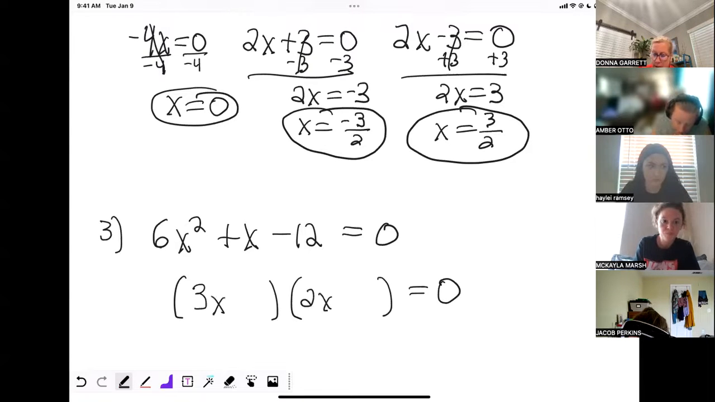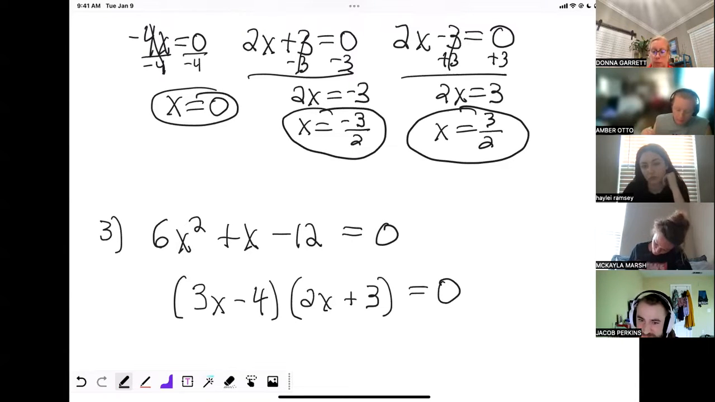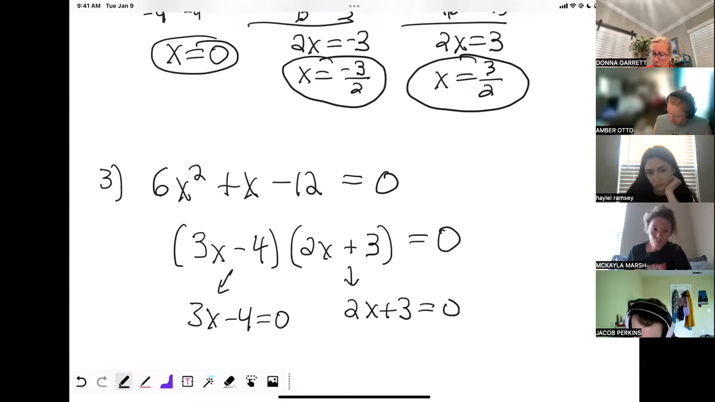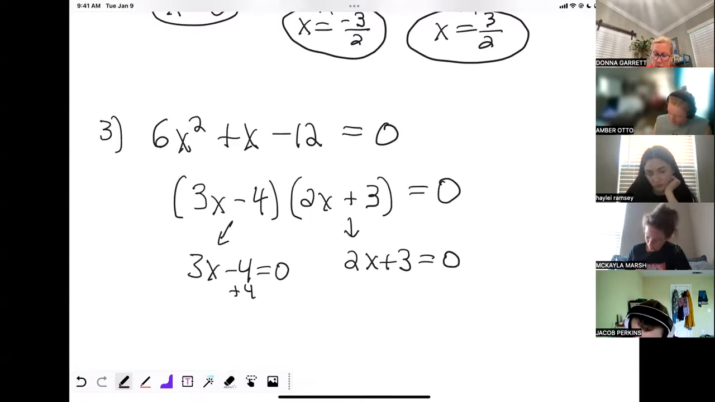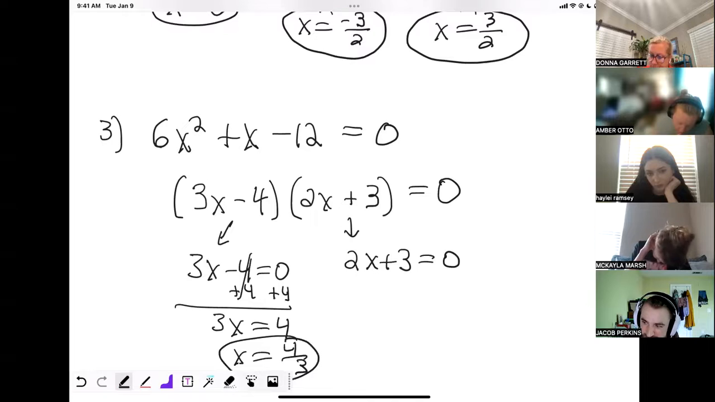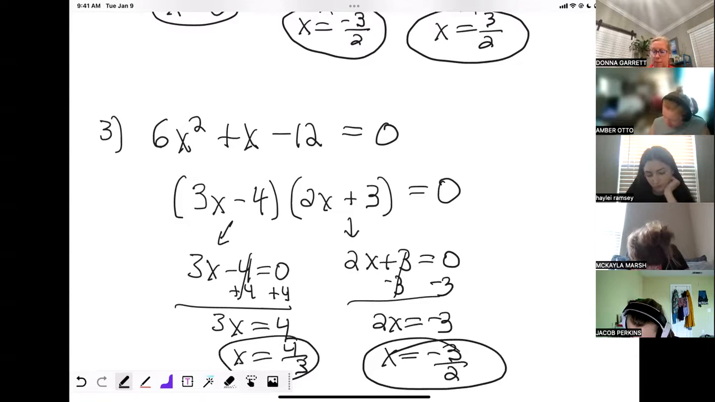3x, 2x, 4 and 3. Let's see. Plus 9 minus 8. That should be the factoring part. And then 3x minus 4 is equal to 0. 2x plus 3 equals 0. Add 4. 3x equals 4. X equals 4. Okay. All right, do we get it?